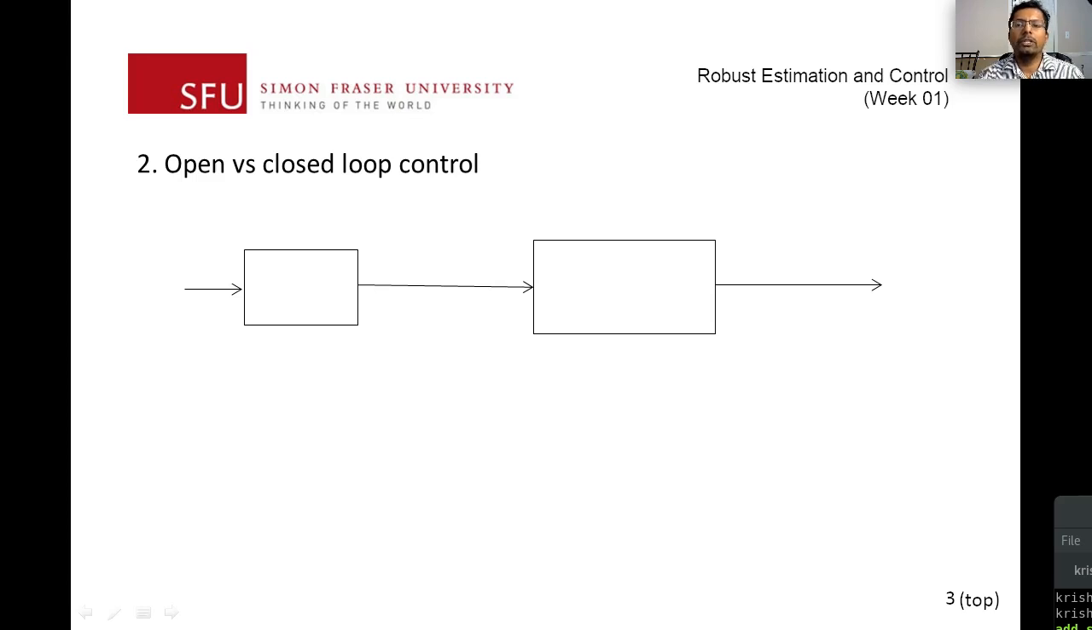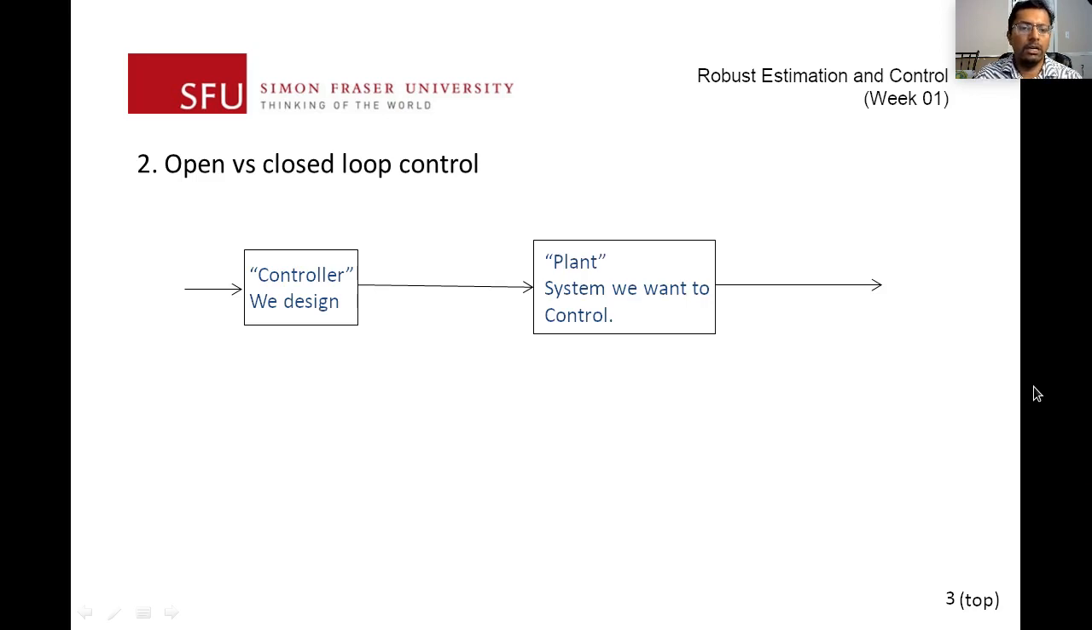All right. So now we're coming back and looking at some of the basic concepts. The very first concept that we'd like to look at is the concept of open versus closed loop control. This is just a background. Conceptually, we typically have a system over here. We call this a plant, and this is something we want to control. And the controller is something we want to design.